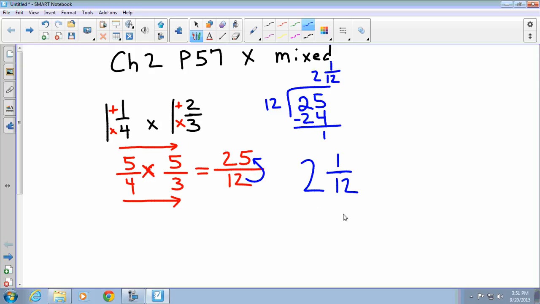2 1/12. Remember, when you divide, take 25 minus 24 and get 1. The 1 goes on top, and the number you're dividing by, the divisor 12, becomes your denominator, the number on the bottom. So your answer would be 2 1/12.